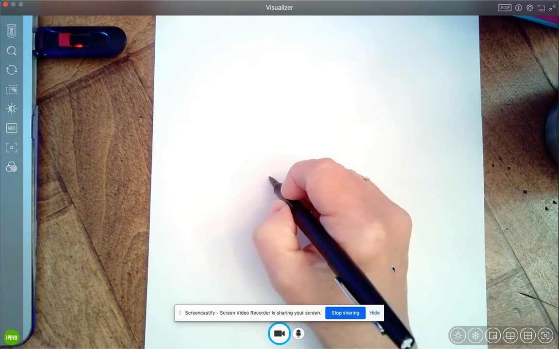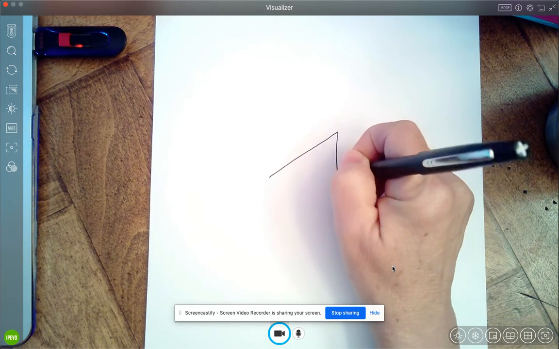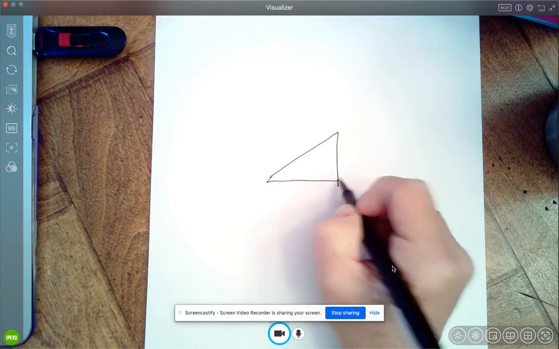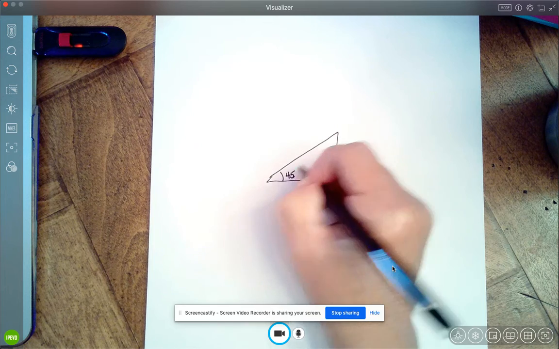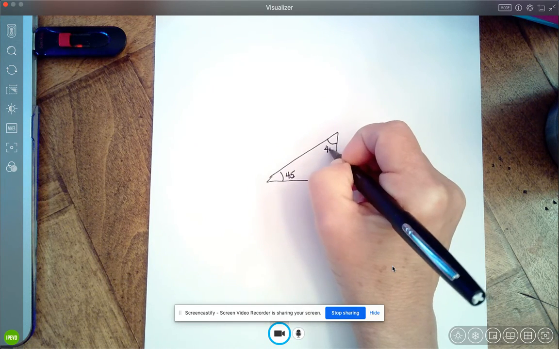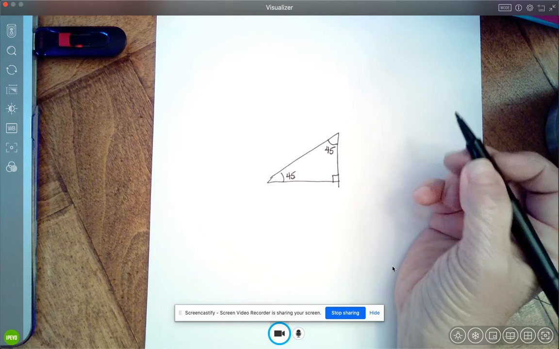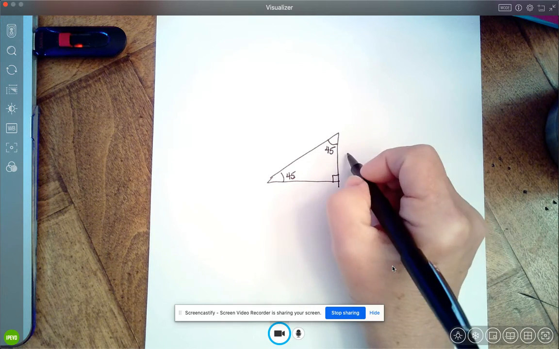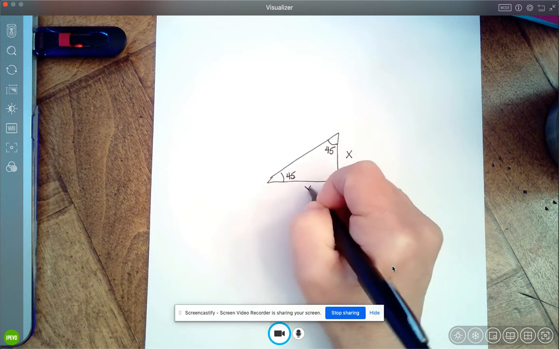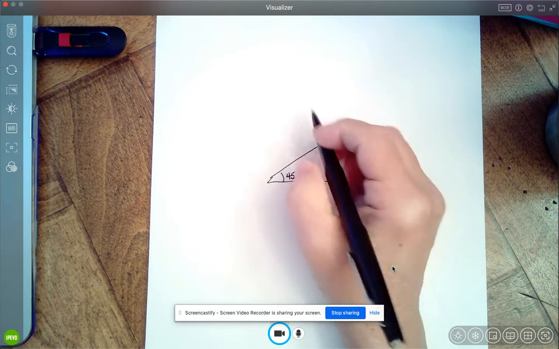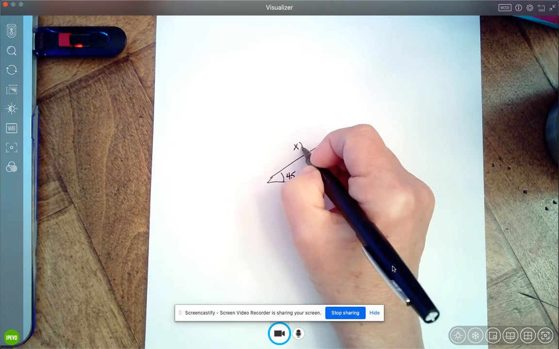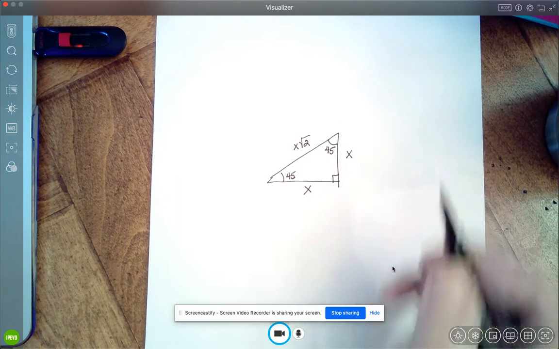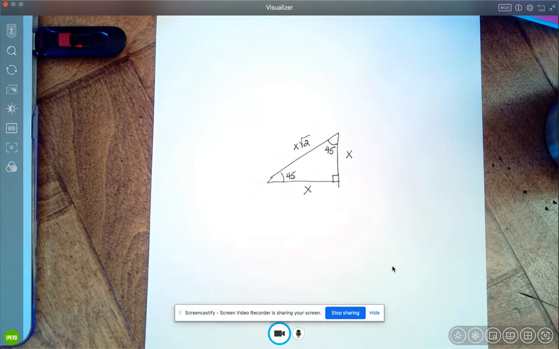Let's look first at the 45, 45, 90. So we have the 45, 45, 90. And we know that whatever this one is over here, they're the exact same, okay? And up here, this is going to be x times the square root of 2. We saw that. We did all this on Monday that we worked on this one.